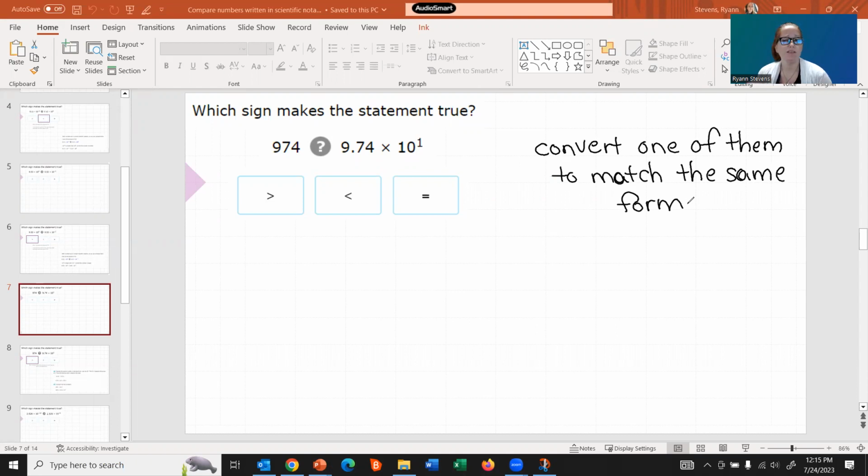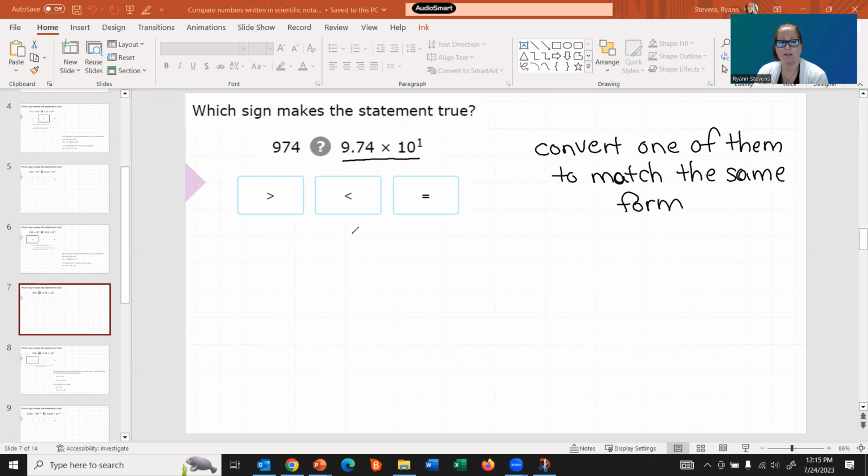Now, it really doesn't matter which one you convert. If you want to take the number that's in standard form, 974, and convert it to scientific notation, that would be okay. And if you want to do it the other way, where you take the number in scientific notation and convert it to standard form, that would be okay. But the main goal is to get both of those numbers in the same form, whether it's standard form or scientific notation. So in this case, I'm actually going to express the second number in standard form.